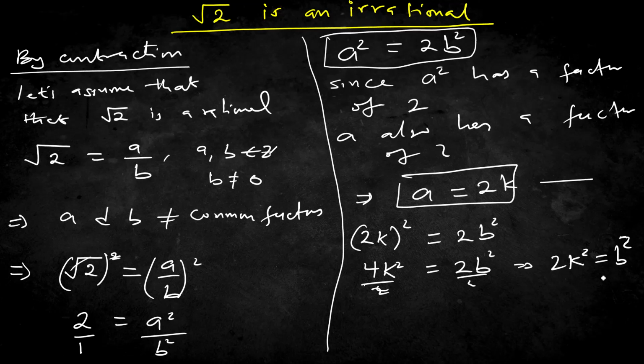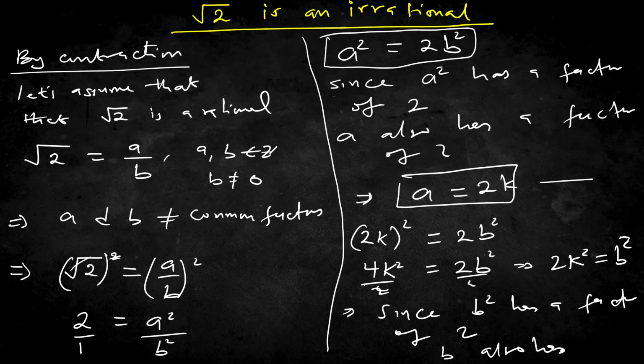We have this side too as b squared having a factor of 2. So since b squared has a factor of 2, we conclude that b also has a factor of 2. Now remember when we started from the onset, we said a and b should not have common factors.